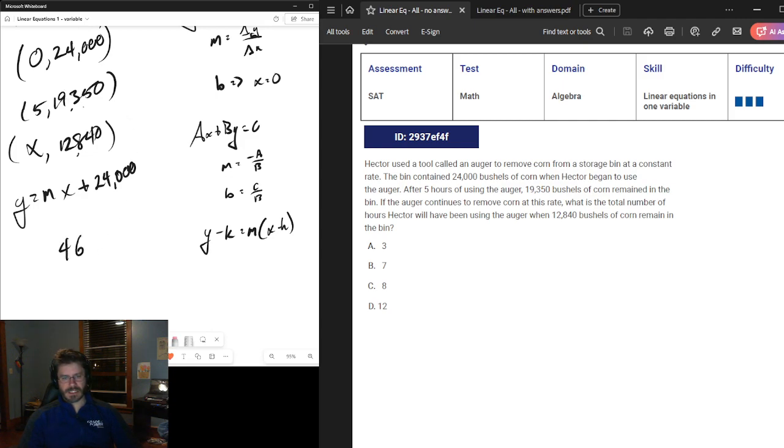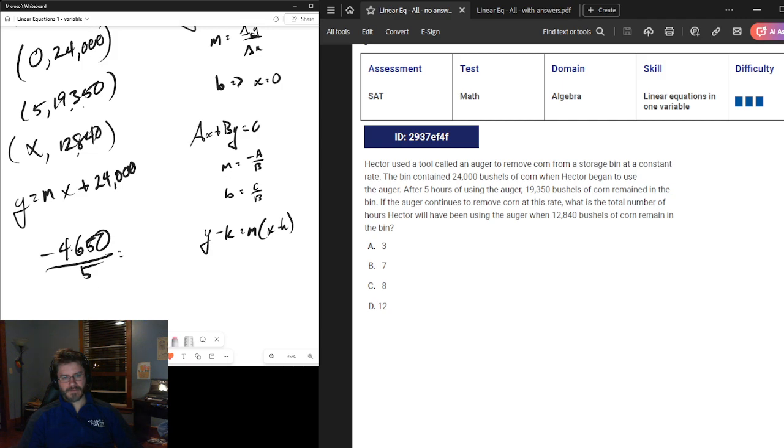4,650, 4,650 over 5. And if you can't do that in your head, don't worry, you can use a calculator, that's fine. And let's see, so that's going to be a decrease and an increase, so that's going to be a negative slope. And I glanced at the answer choices before I started doing this calculation, and I see that we are looking for an x-coordinate, so we are going to just go ahead and chunk through this in the math.